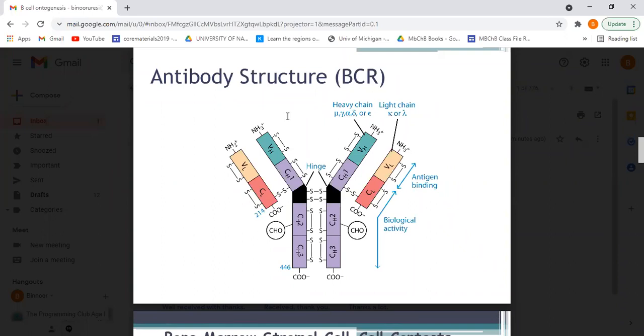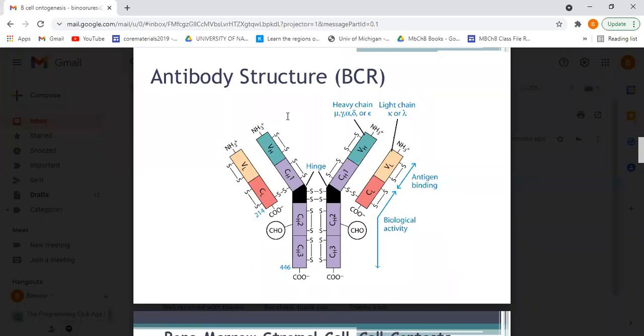Then we have the constant region, or the stem, which normally binds with complement, especially when it comes to the issue of phagocytosis, where the participation of complement is very key for expedited phagocytosis or the opsonization process.